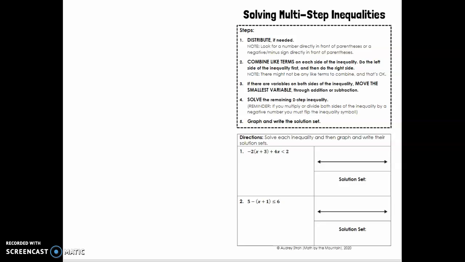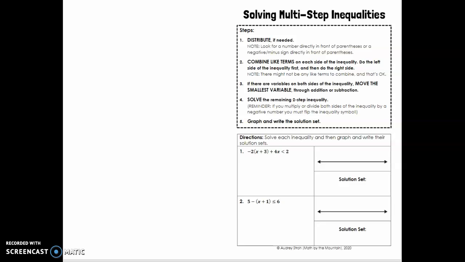If you multiply or divide both sides of the inequality by a negative number, you must flip the inequality sign. The reason we do that is if you multiply or divide by a negative number, you're changing directions. So if you're changing directions and making it the opposite of that number, then you have to flip the inequality sign too, because it changes directions as well. And then we're going to graph and write the solution set.